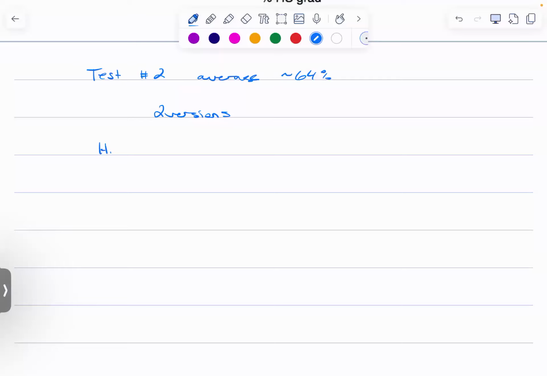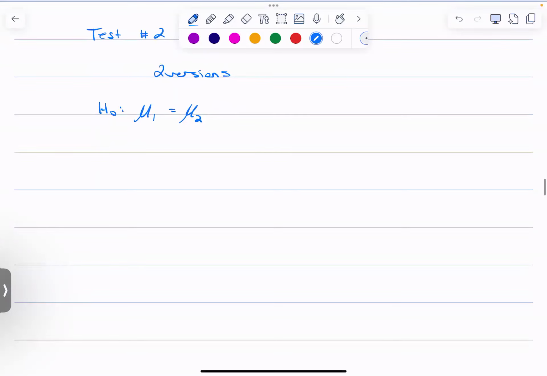So what's my null hypothesis? Mu of version 1 is the same as mu of version 2. I have to assume that they're the same until I have proof otherwise, which in this case, I'm hoping I don't, because that would be really, really bad, right? Then the averages would be different from each other. My alternative, I use a 2-sided test. I only want to know if there's a difference between the 2. And so mu1 is not equal to mu2.